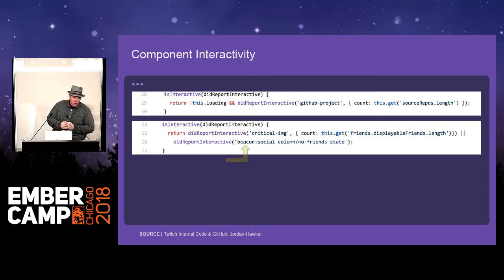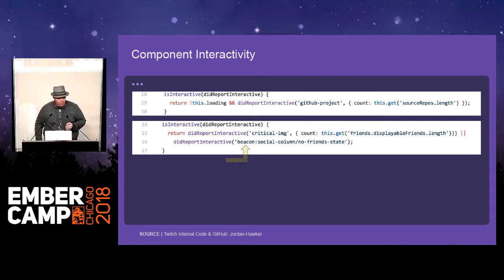So looking at a few examples here, if a component has child components that it's waiting on, here's a couple ways that you could write their isInteractive. You might have a this.loading Boolean, which may indicate some async behavior that you're waiting on. So obviously, we wouldn't want to report interactive accidentally while we know we're waiting on data. So that might be one way you do that. You'll also see here, in this first example, we're waiting on a component called GitHub project to report interactive. There are actually many GitHub projects in this particular parent component, which we're iterating within an each loop. And so we've passed a count in here to didReportInteractive, saying how many we expect to render. So we don't report interactive until all of the child components in that each loop have rendered.